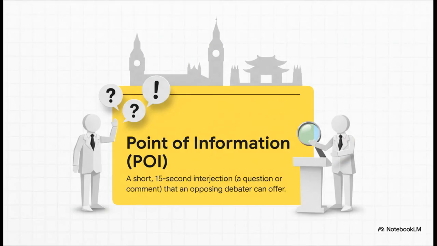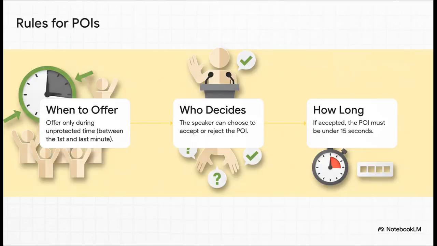Now, one thing both formats do share is the point of information, or POI. Basically, this is your chance to stand up and offer a quick question or a comment while your opponent is giving their speech. It's a fantastic way to engage directly and show everyone just how quick-witted you are. The rules for POIs are pretty simple. You can only offer one during the main part of a speech, so not in the first minute and not in the last minute. That's called protected time. And the speaker has all the power. They can accept your point or just wave you to sit down. But if they do take your point, you've got 15 seconds.